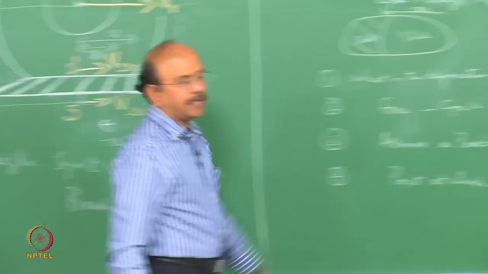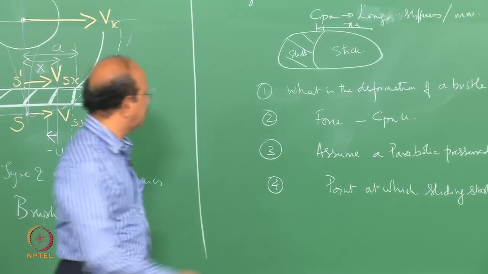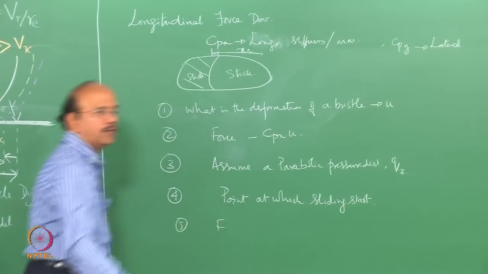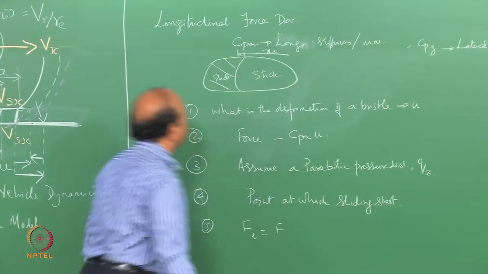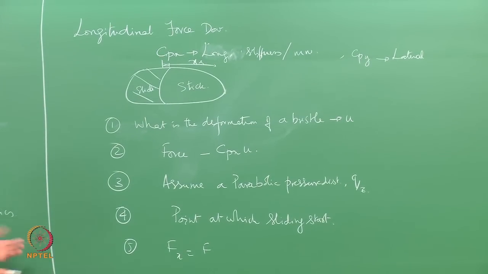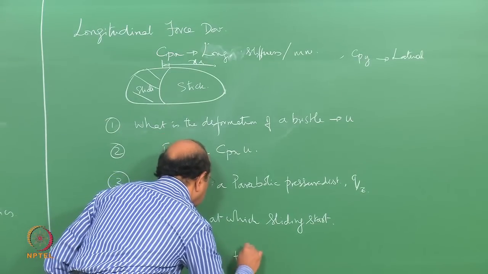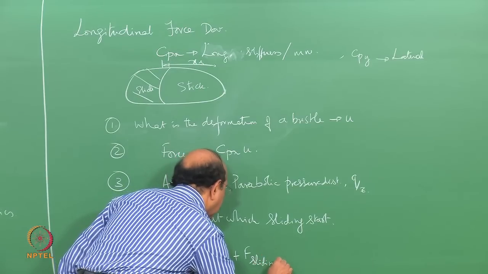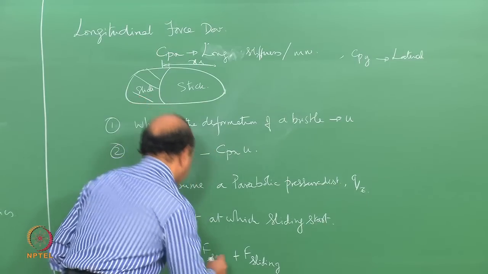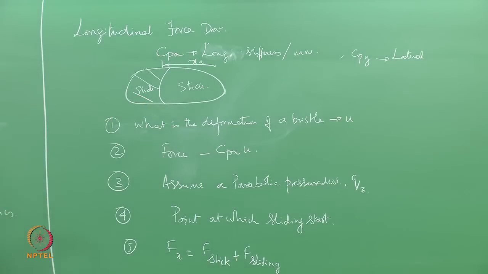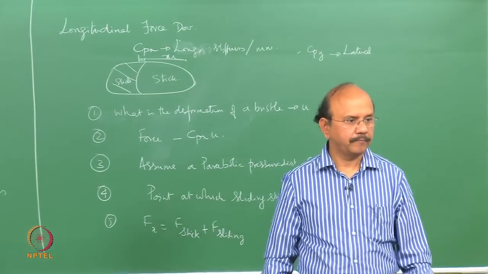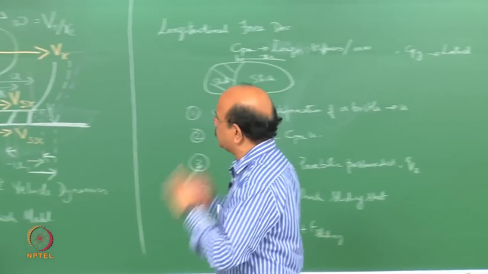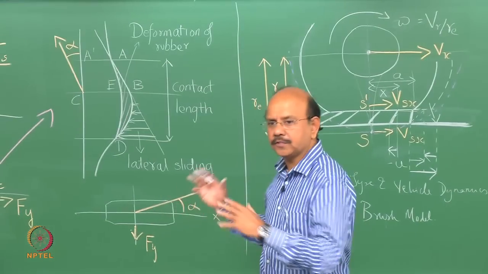So the point at which sliding starts. Then, as a last step, what I'm going to do is to find out the total force in the x direction, which is the sum of the forces generated in the sticking region plus the sliding region. So F sticking plus F sliding. So that's the total force. This is how our derivation is going to progress. Clear? The derivation is going to be exactly the same when we look at the lateral forces. We will come to that.